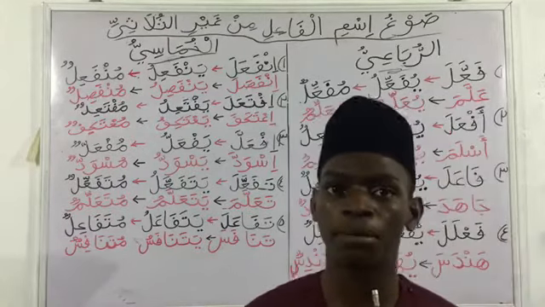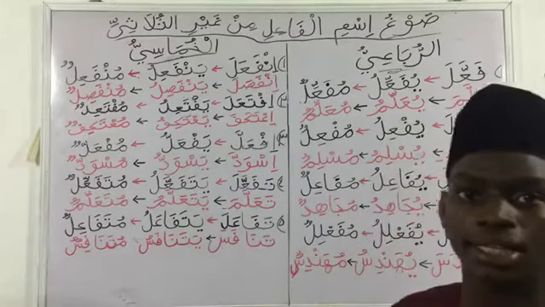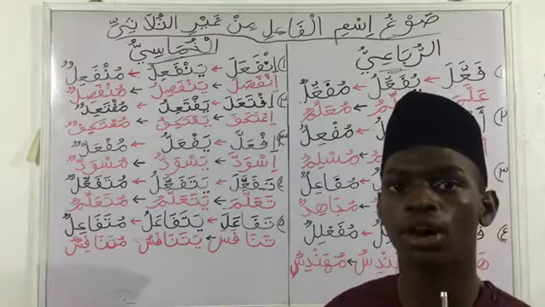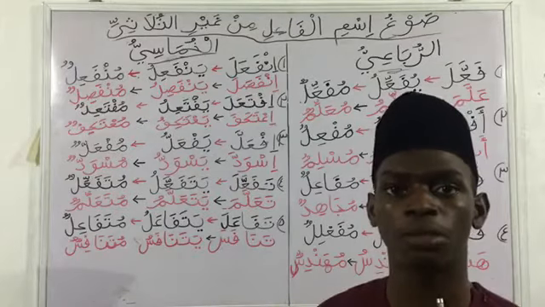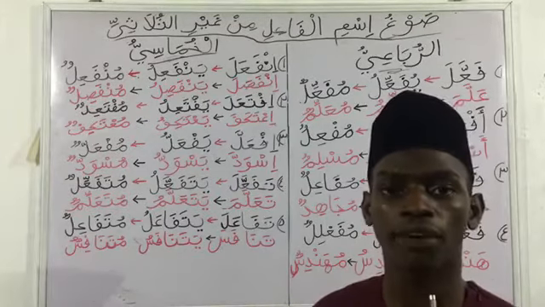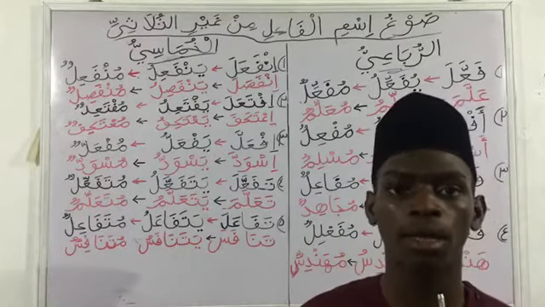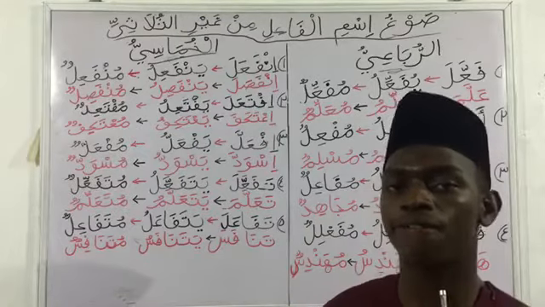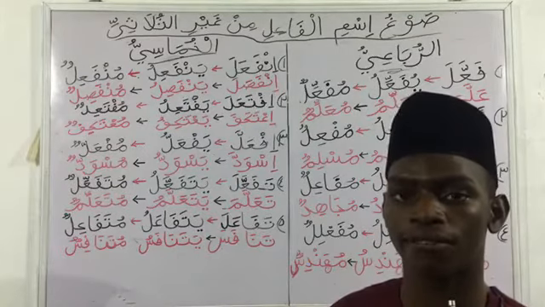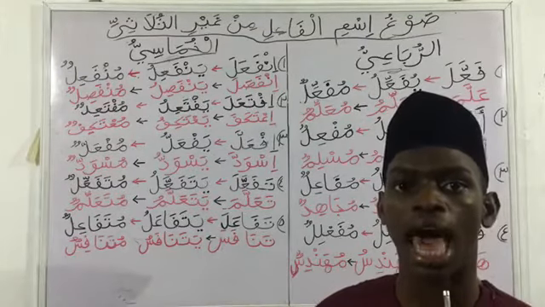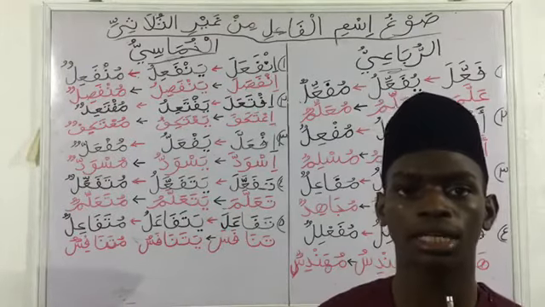However, when we have verbs that are more than three letters, which means the four letters, the rubai, the five letters, the khumasi, or the six letters, the sudasi, forming Ismul Fa'il from these verbs is going to be different. So inshallah, from today, we are going to go into how to form an Ismul Fa'il from a four-lettered verb, a rubai, or the five-letter verb, the khumasi. So how do we form an Ismul Fa'il from either of these types of verbs?